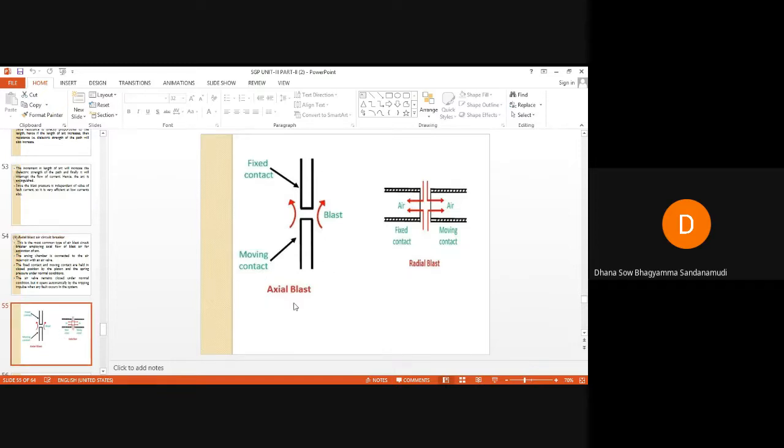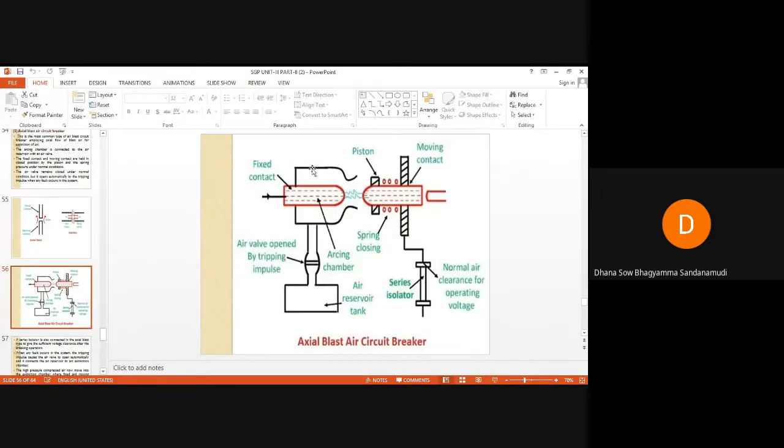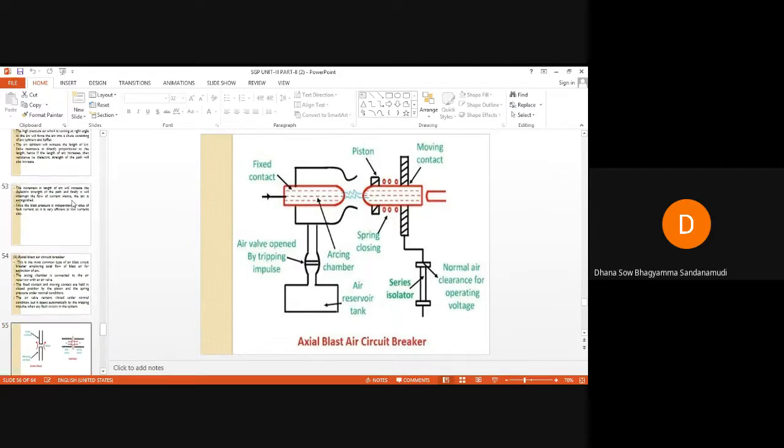The axial blast type can be single blast or radial blast. This is the common type of air blast circuit breaker employed, with axial flow of air blast for extinction of the arc. The arcing chamber is connected to the air reservoir with an air valve. You already know that fixed contact and moving contacts are there. So this is our arcing chamber, which is connected to the air reservoir tank through a valve.